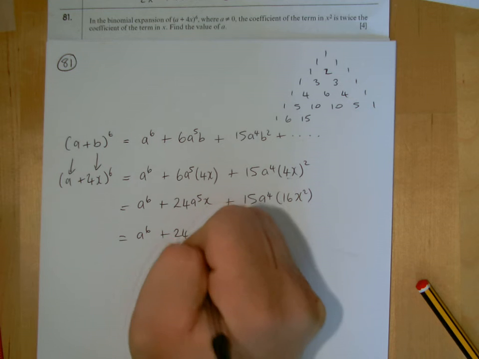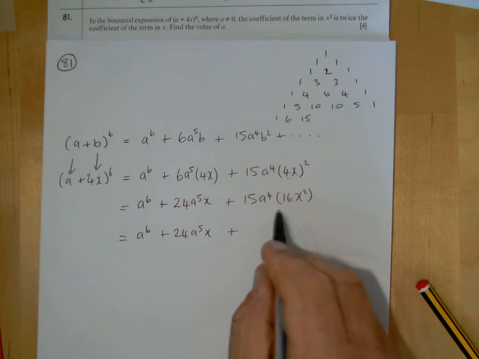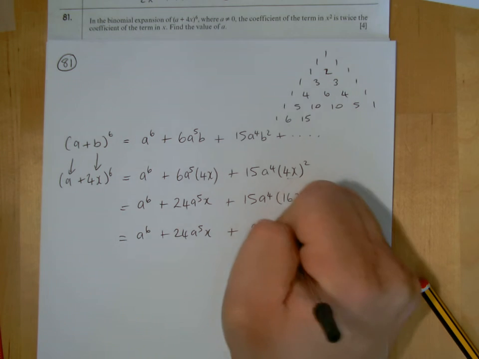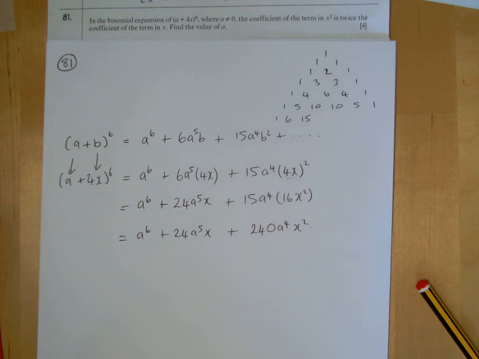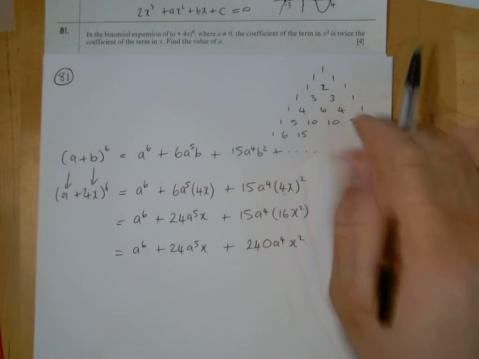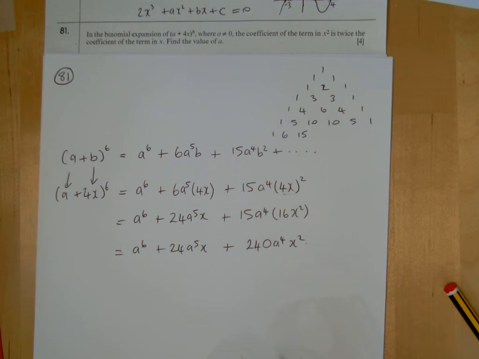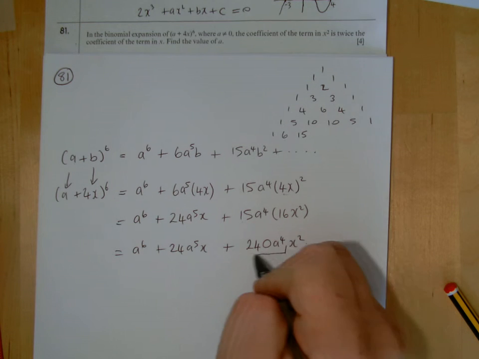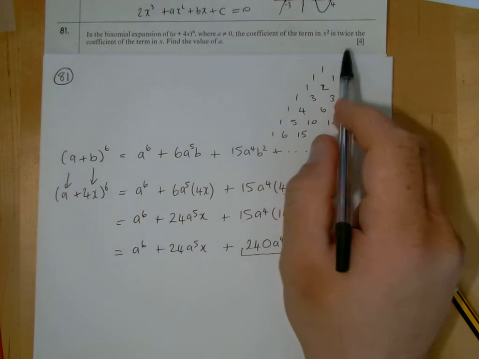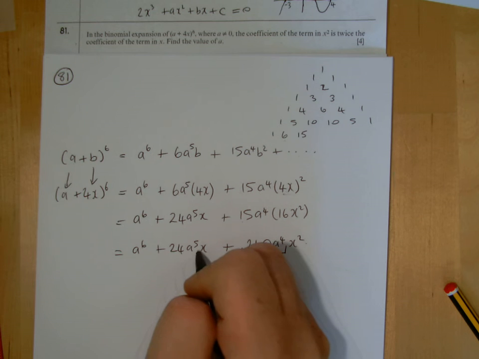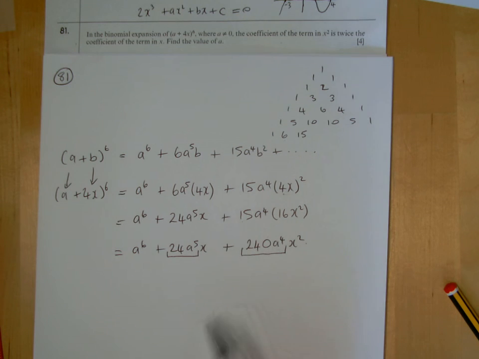and then I multiply the numbers, 15 times 16 is 240, a to the power 4 x squared. So what does it say? It says in the question, the coefficient of the term in x squared. When we're talking about the coefficient, we're talking about the stuff in front of it, attached to it here. So the coefficient of the term in x squared is all of this. It says it is twice the coefficient of the term in x, so the coefficient of x is this.